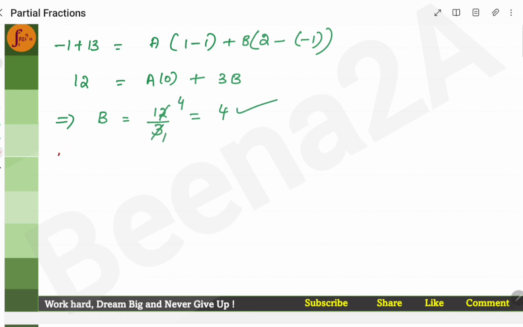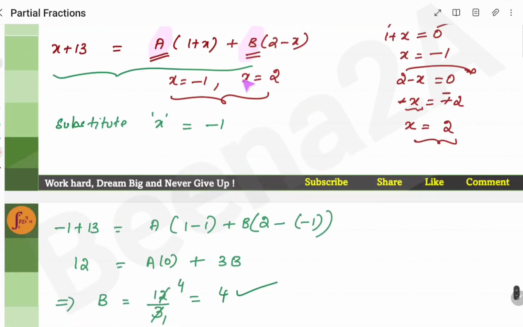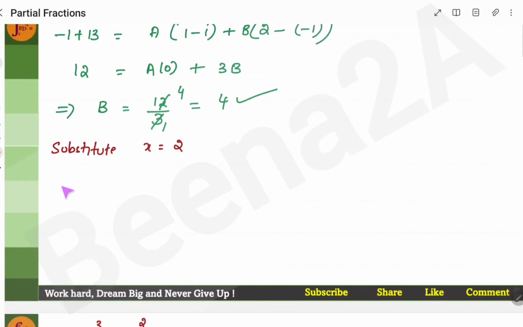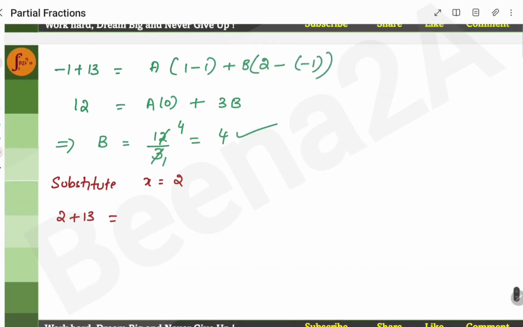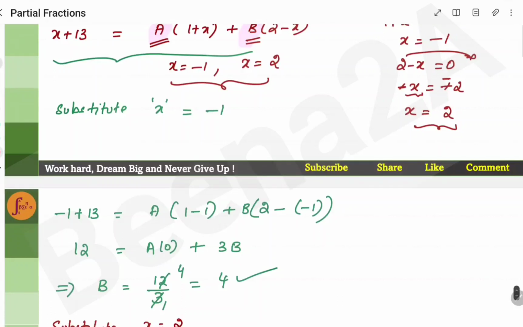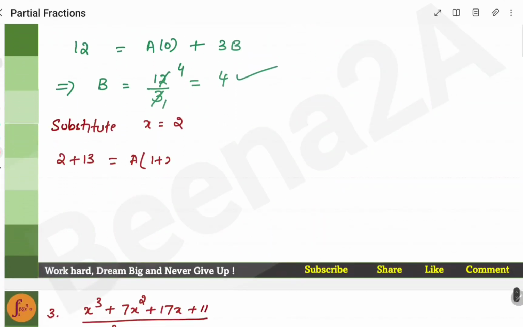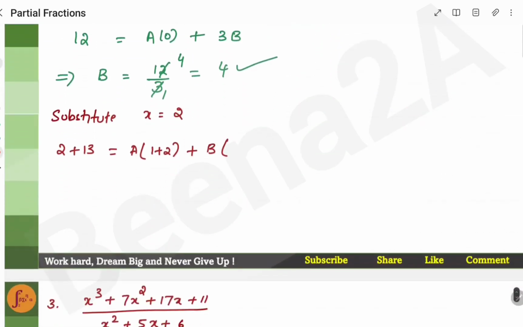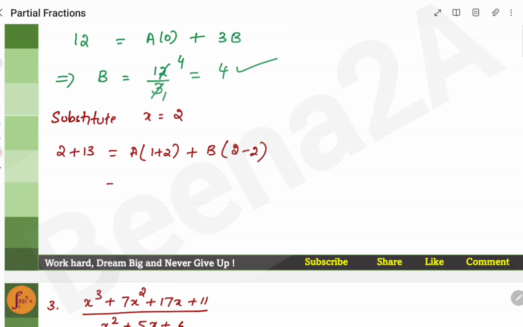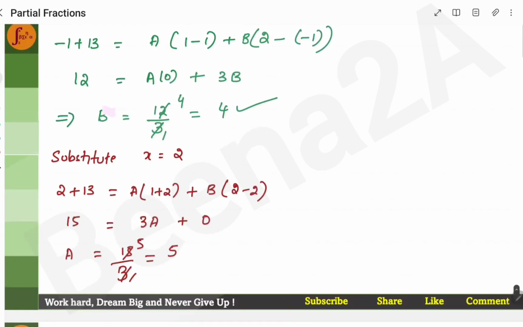Now let's substitute the next value of x. Let's put x is equal to 2. So it will be 2 plus 13, equal to A into 1 plus x, x is 2, so 1 plus 2, plus B into 2 minus x. X is 2, so 2 minus 2 will become 0. So 3A plus 0 is 15. A is equal to 15 by 3, which is 5. A is equal to 5. Now we got the values of A and B.